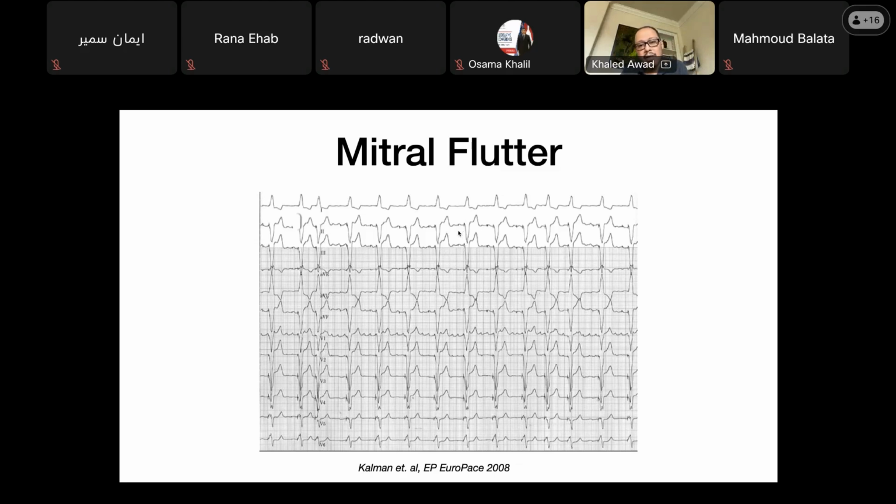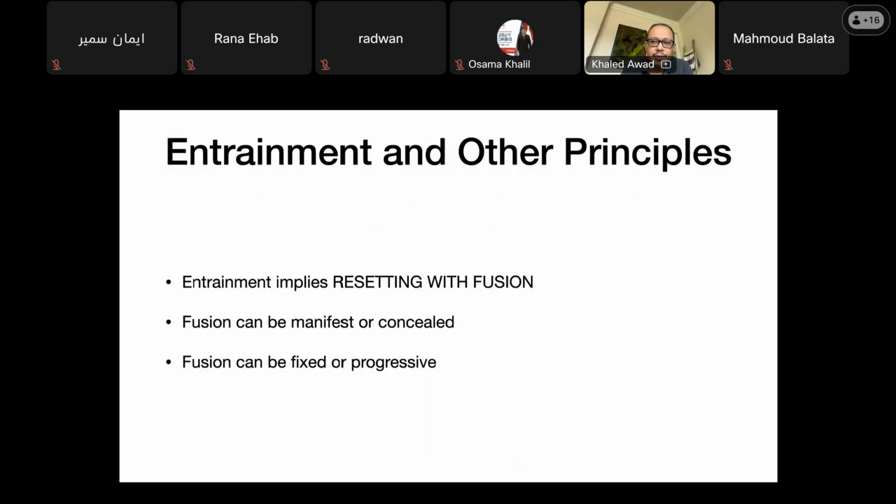we think of typical flutter, when it's negative in the inferior leads, we call it counterclockwise CTI flutter. When it is positive in the inferior leads, we call it clockwise CTI flutter. Now, mitral flutter is the exact opposite of that. So mitral flutter, if it is positive in the inferior leads, it's counterclockwise. If it is negative in the inferior leads, it is clockwise. This looks like counterclockwise mitral flutter. They're just opposite, CTI and mitral.